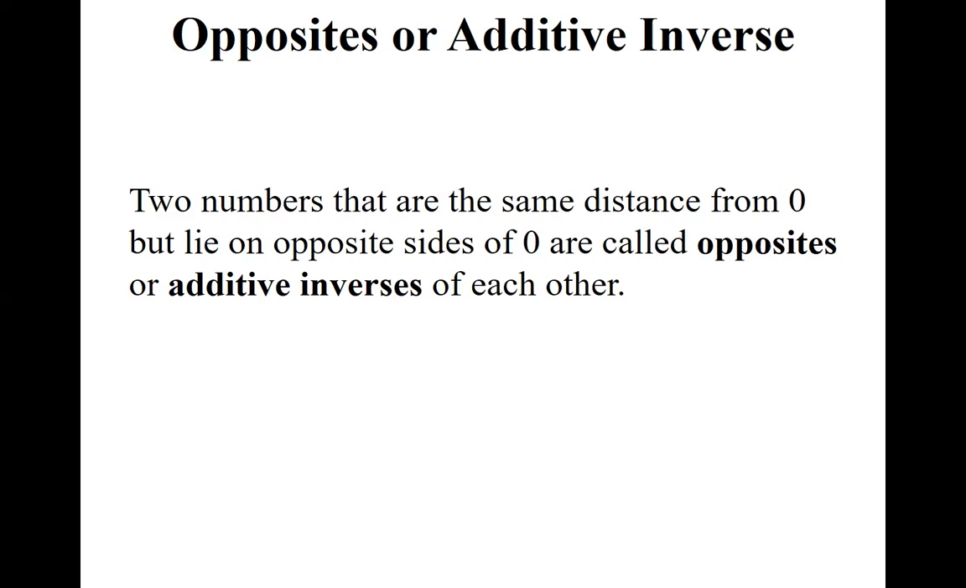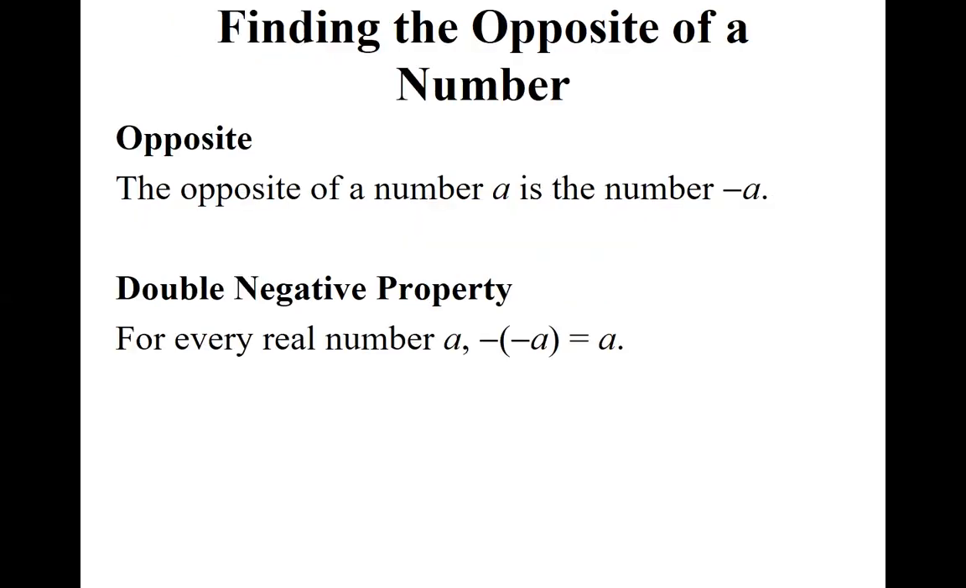So picture the number line. The opposite of a number A would be the number negative A. 3 and negative 3. 7 and negative 7. Both the same distance from zero, just in opposite directions. And it shouldn't be too much of a stretch to get you to believe that the opposite of a positive 4 is a negative 4, and that the opposite of a negative 5 is a positive 5.